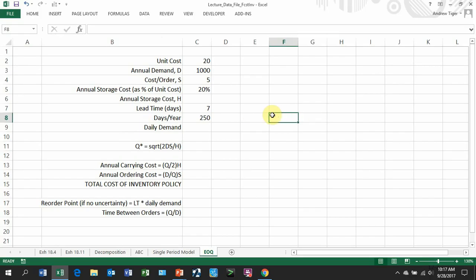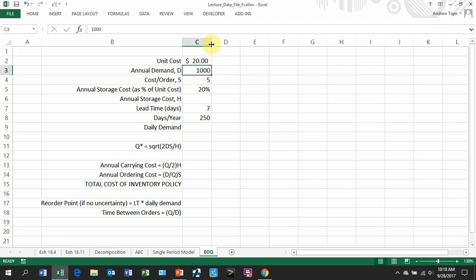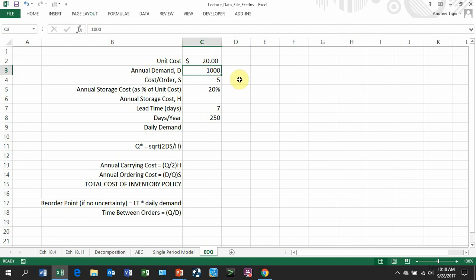So here's the example on page 541, solve problem 2. And what we have is that we have things that we purchase for 20 bucks. So that's a dollar amount. This is the unit cost. This is the annual demand. We expect to sell or use 1,000 a year.